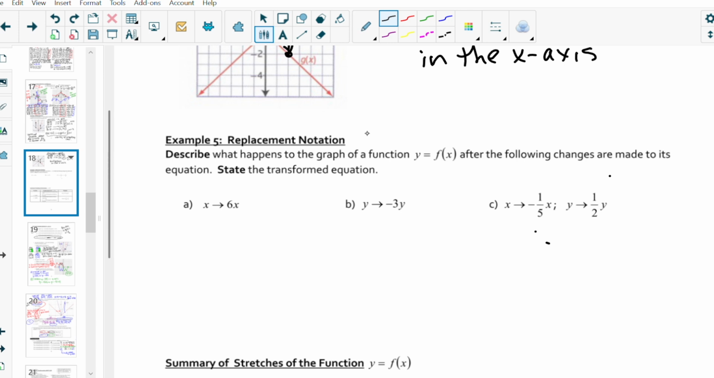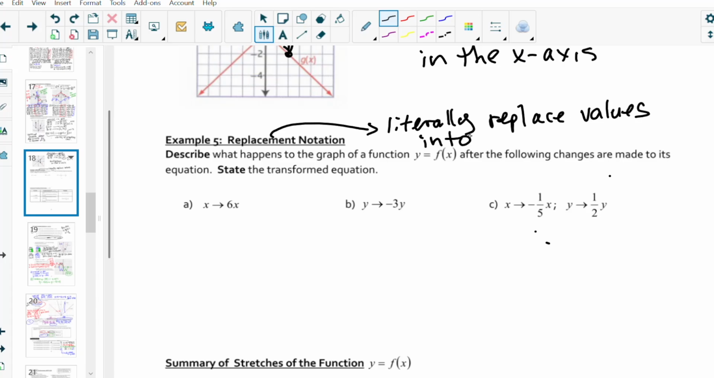Okay, number 5, replacement notation. Replacement means literally do exactly that. Literally replace values into the original function. Okay, we'll do a couple examples. Describe what happens to the graph of a function y equals f of x after the following changes are made to its equation. State the transformed equation.